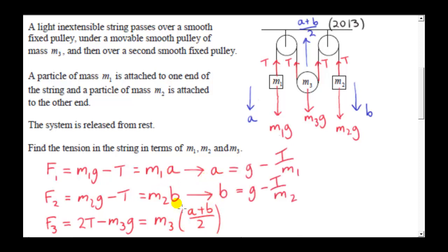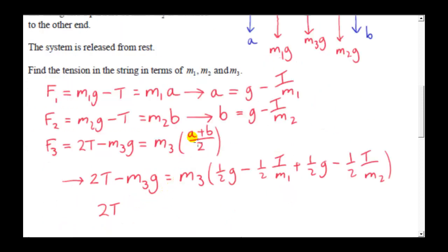Okay, so like before, we make A and B the subject of the first two equations, and we plug what we get into the third equation, and we just get an equation in T only. So we have to get half of A, that's half of this here, the first two terms here, plus half of B, so half of this thing here, the second two terms.